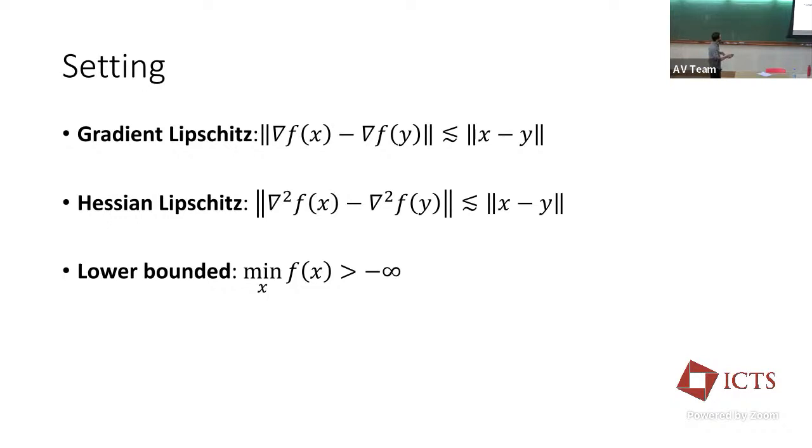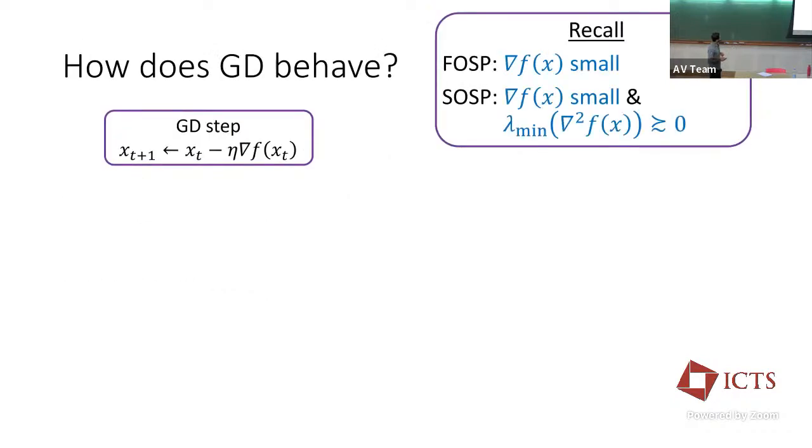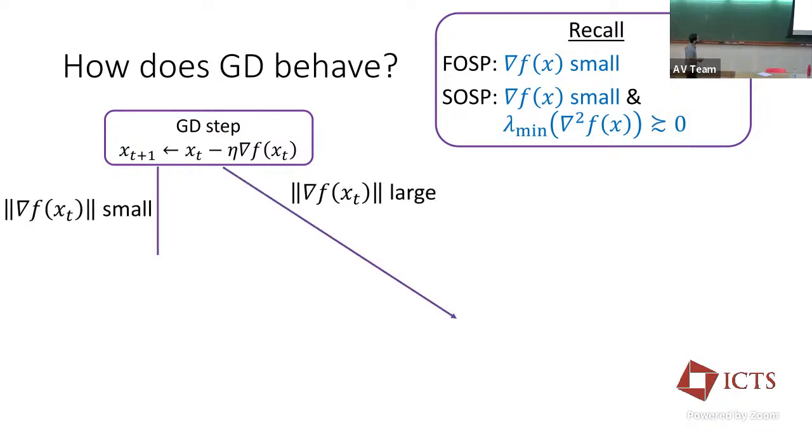Okay. So these are the only 3 assumptions. And the question is, how does gradient descent behave under these conditions, right? So we look at the gradient descent step. So xt plus 1 is xt minus eta times the gradient f of xt. And there are 2 possibilities. One is when the norm of the gradient is large. The other one is when the norm of the gradient is small, right?